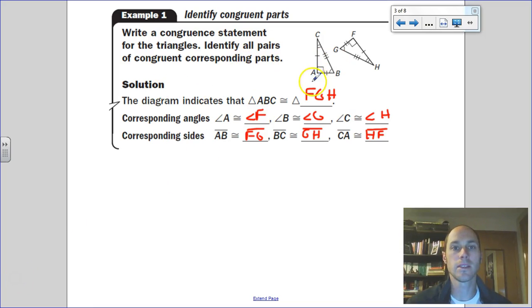So go ahead and identify the congruent parts, pause the video, and write the statements accordingly. Okay, so you can see that the two figures are congruent. This one's just been rotated. ABC's been rotated over to triangle FGH. So ABC is congruent to triangle FGH.